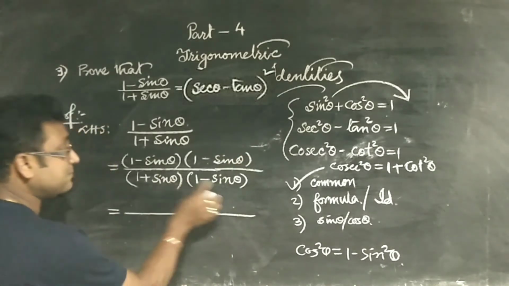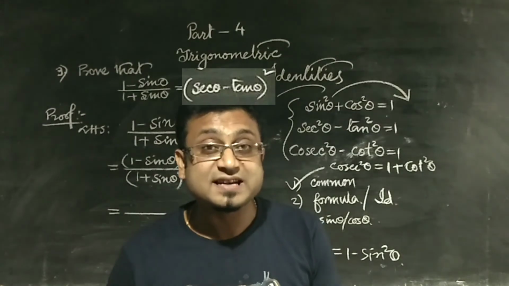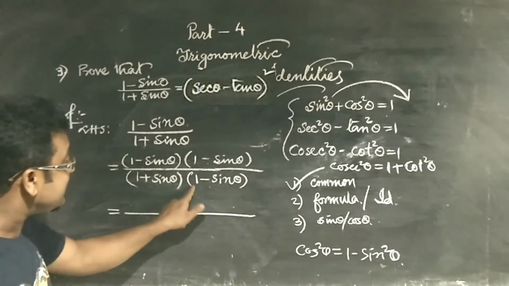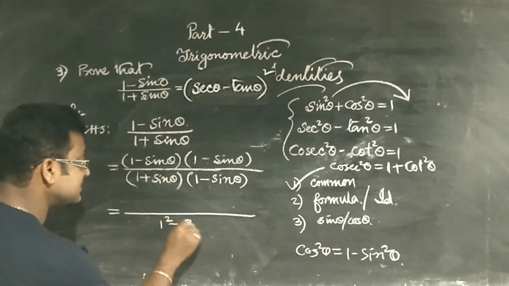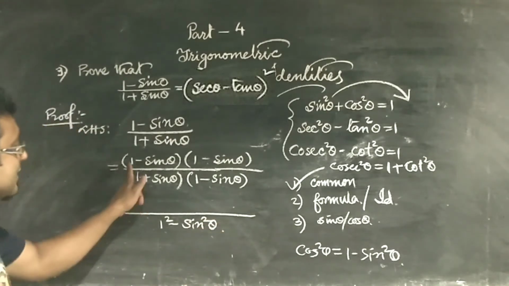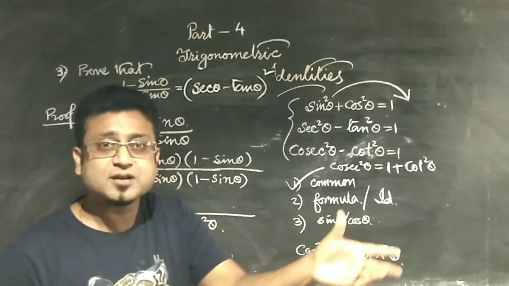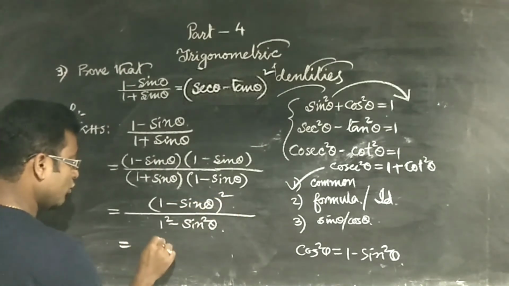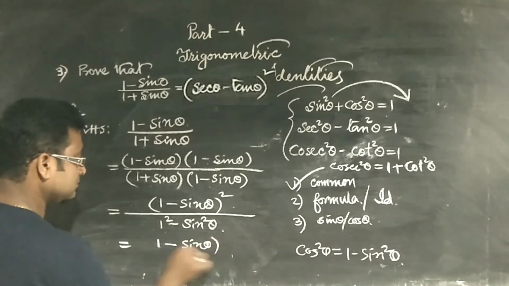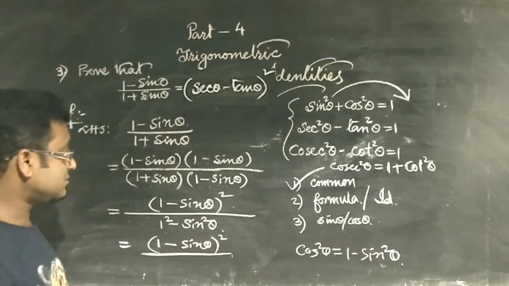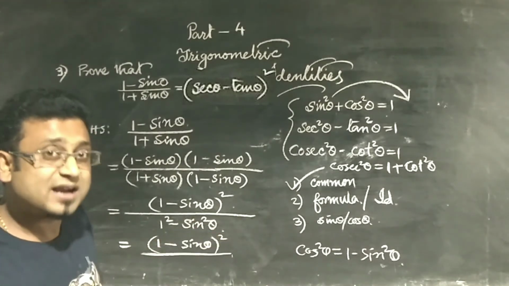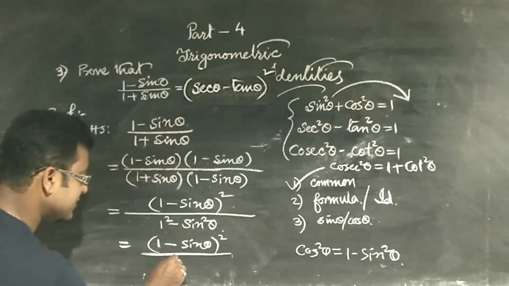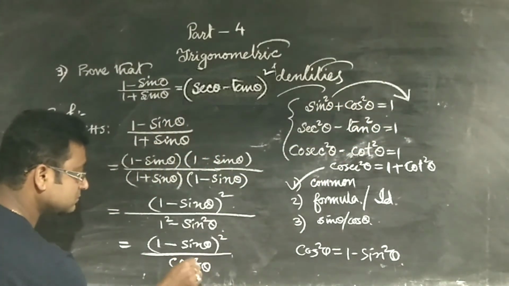Now you just see a plus b, a minus b. Even students of class 7 can say a plus b into a minus b is a square minus b square. So here it will be 1 square minus sine square theta. And here 1 minus sine, 1 minus sine, same quantity twice, so it will be 1 minus sine theta whole square. So 1 minus sine theta whole square by 1 square minus sine square theta. Just see, sine square plus cos square is 1. So 1 minus sine square will be cos square. So here you just write cos square theta.